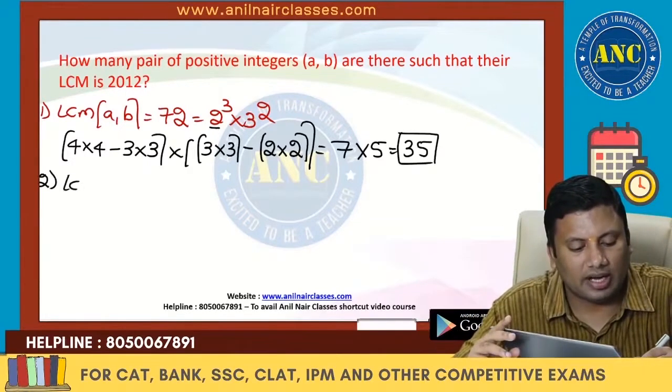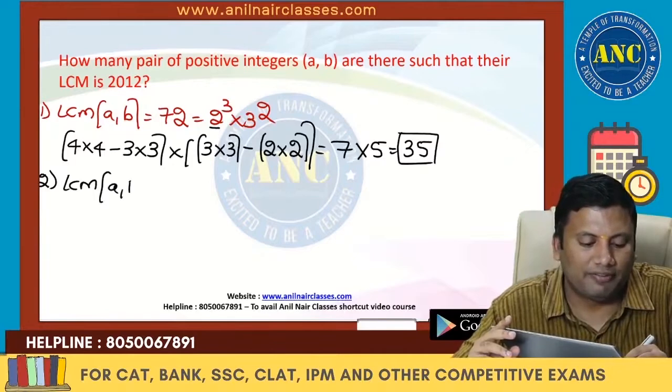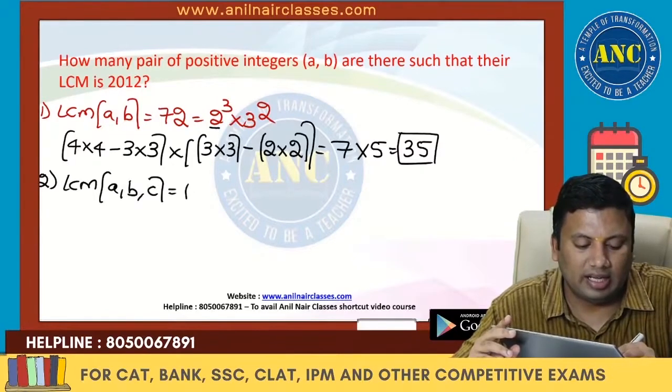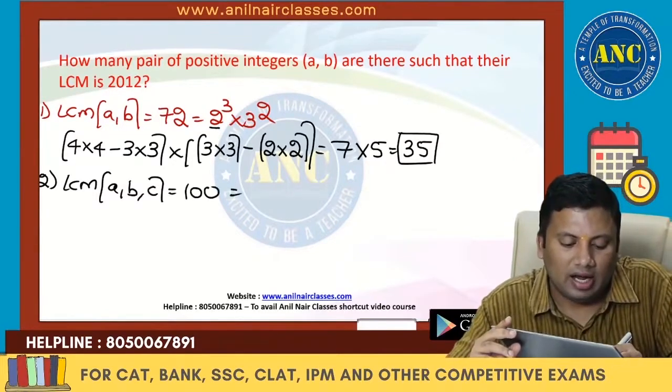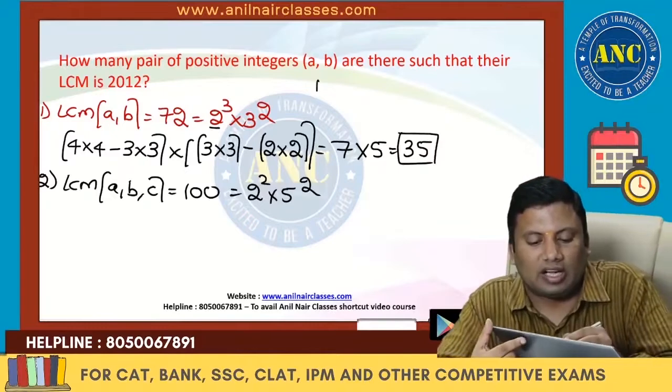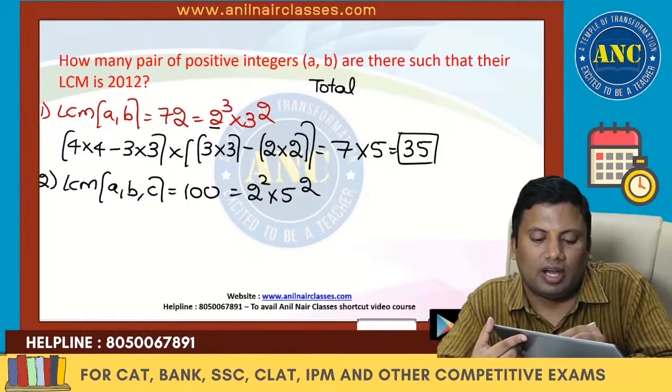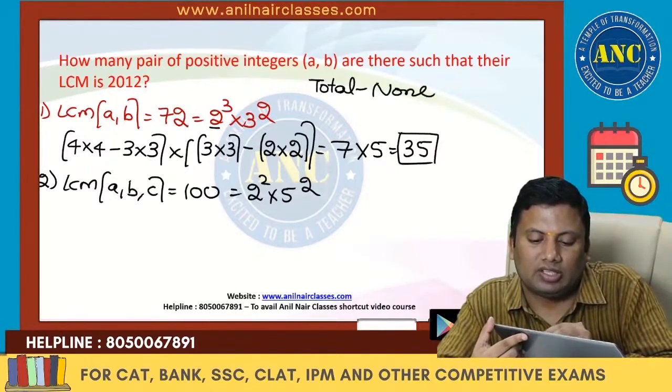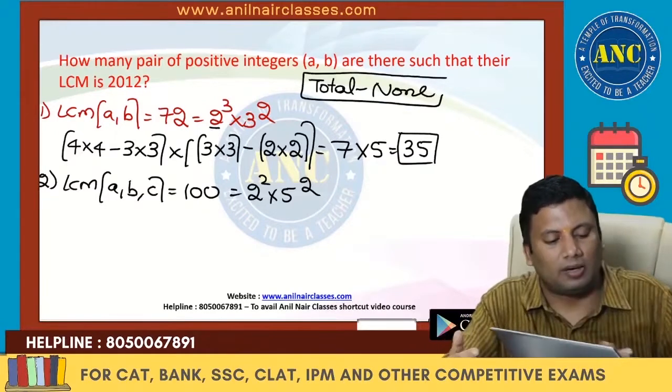Second question: LCM of A, B, C is nothing but 100. 100 is nothing but 2 square into 5 square. What is the concept that we are using? We are using total minus none.